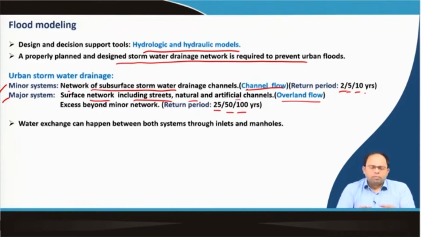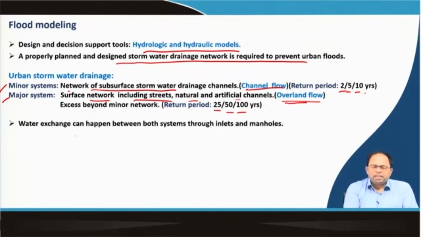So, the excess water that is coming out of this node now actually spreads over the surface. Spreads over the surface means it will spread over that particular land area, and then it will move along these streets or these natural or artificial channels, and this forms the overland flow.